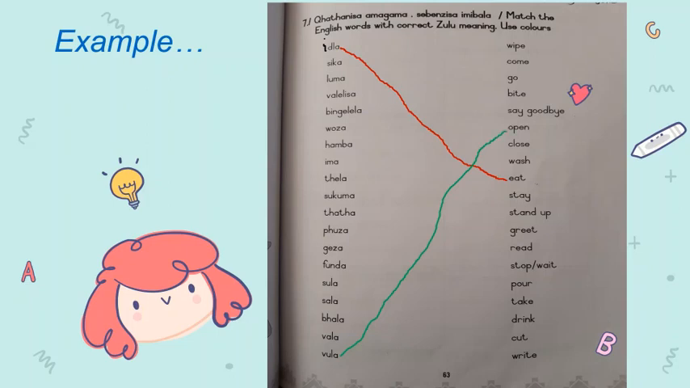Last one, we'll make it blue. We will do ima. If you don't know what it is, remember to look on page 62. Ima is wait or stop, and you will match it with that one. Once you are done, that's going to be the end of our exercise.